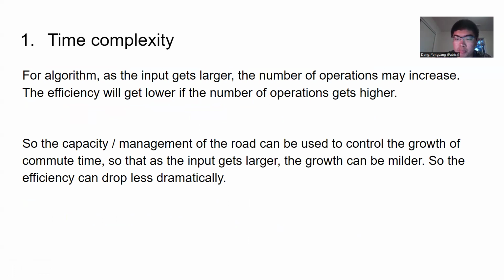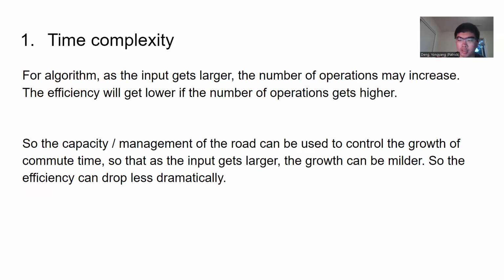Once your number of operations increases, suppose you spend the same amount of time doing one operation, the efficiency will get lower because you have to do more operations. So capacity and management of the road can be used to control the growth of the commute time. If we have more lanes, we can manage the road well and control the time spent on the road, because you can allow more cars to go past at the same time.